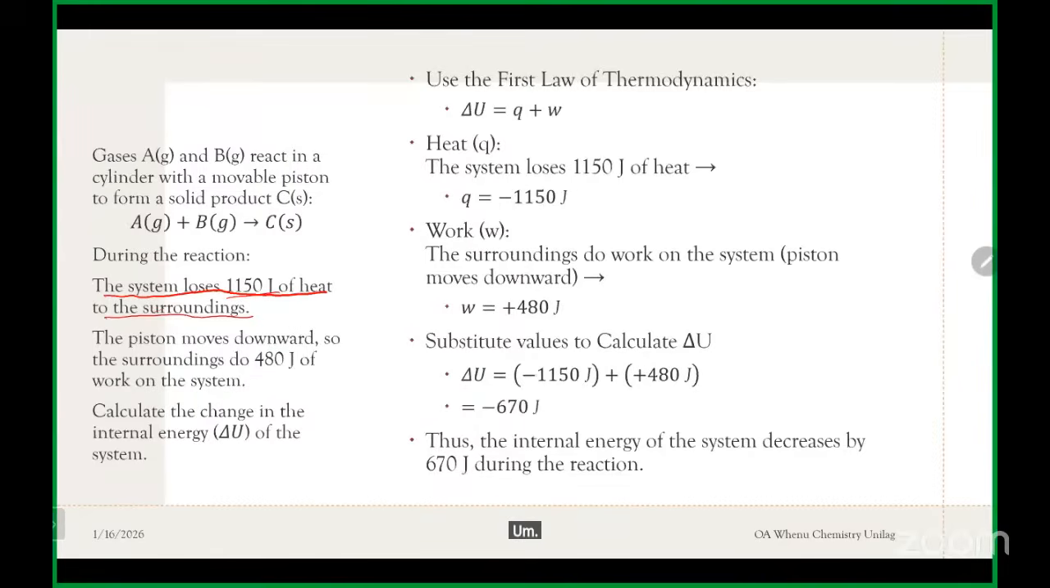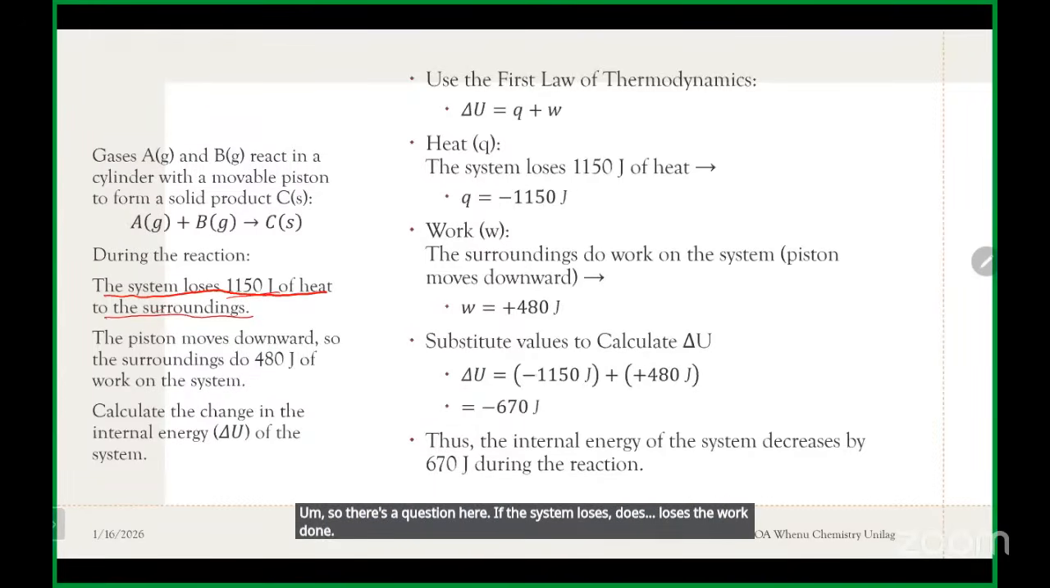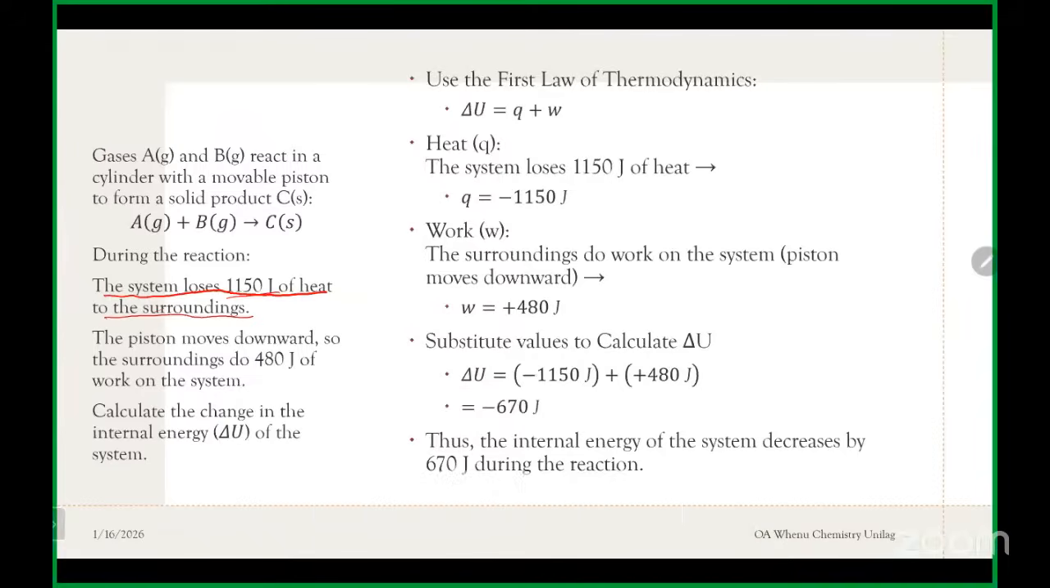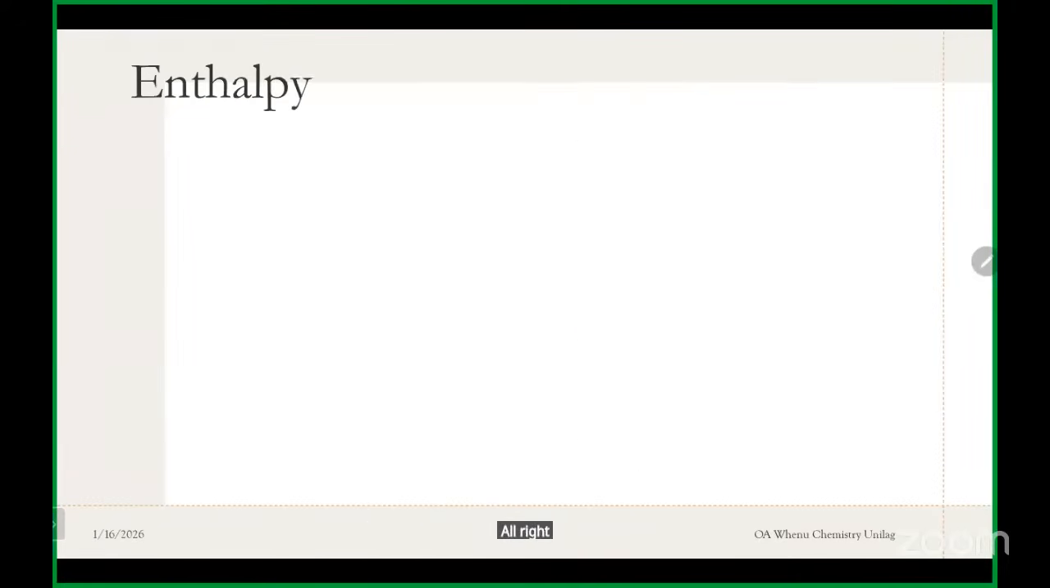So there's a question here. If the system loses the work done, please, Mutiu Sifao, recast your question. I don't understand your question. All right, so let's move on.